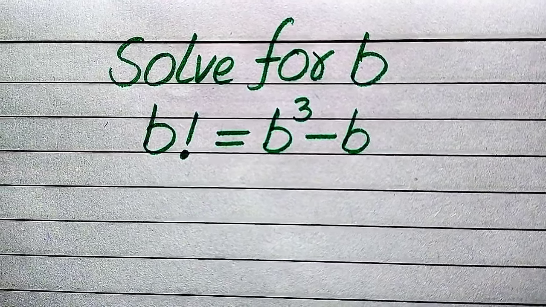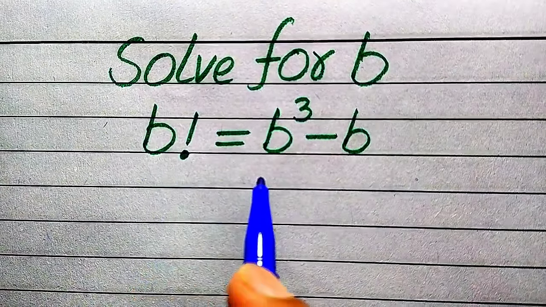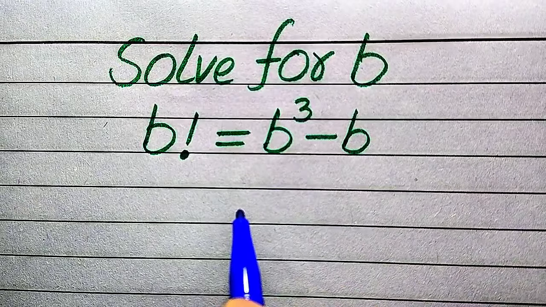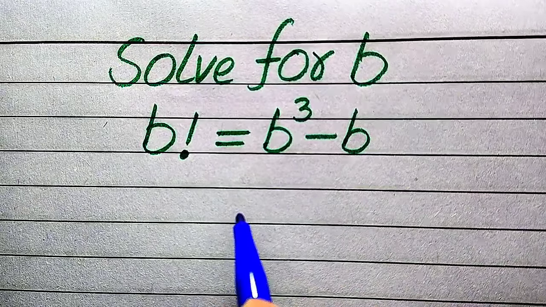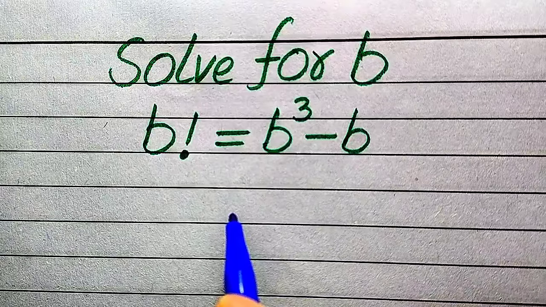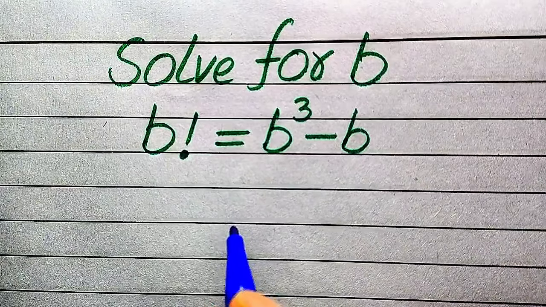Hello everyone, how to solve this problem for the values of b if we have b factorial equals b cubed minus b. We solve this problem for all the values of b, and at the last we will verify which of the values of b satisfy our given equation or not, or in other words, which of the values are solutions and which of the values are extraneous to it.